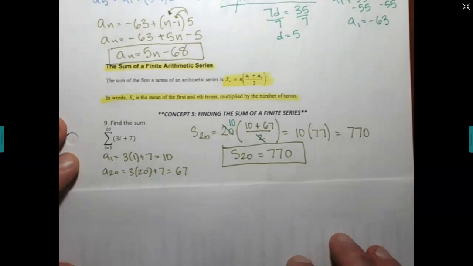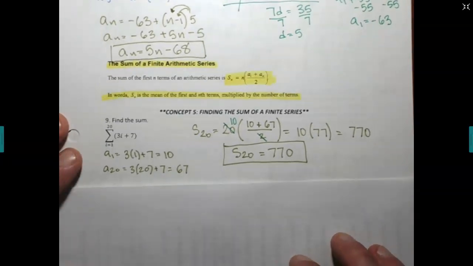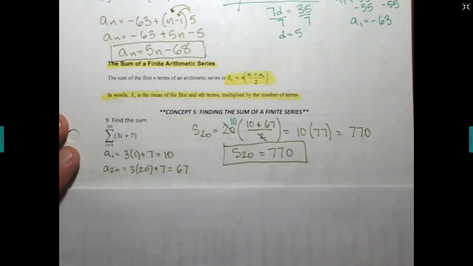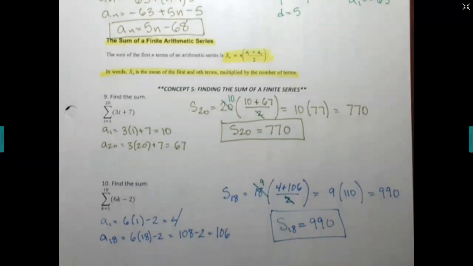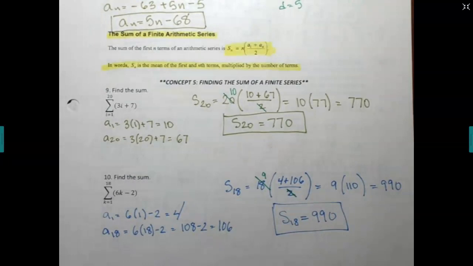Alright, guys. Here we go. Last problem. Go ahead and pause. Give it a try. I'm going to show your solution right now. Last problem. The sum of the 18 terms is 990 for number 10.